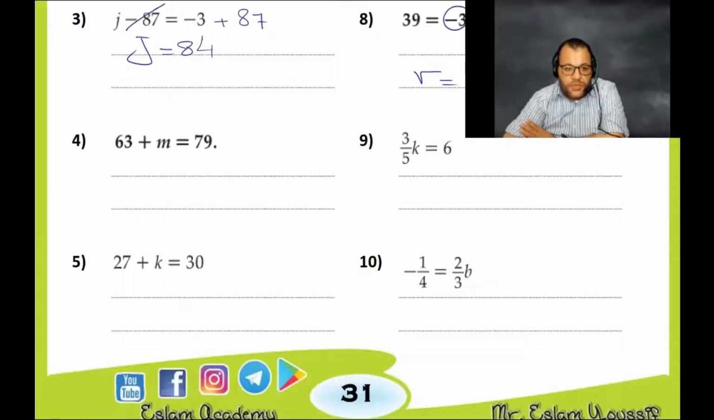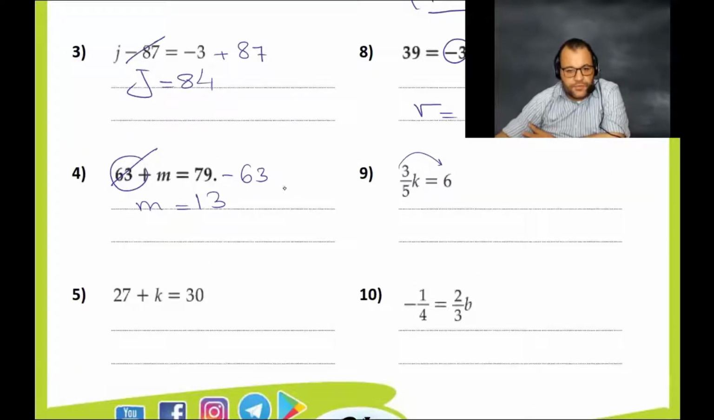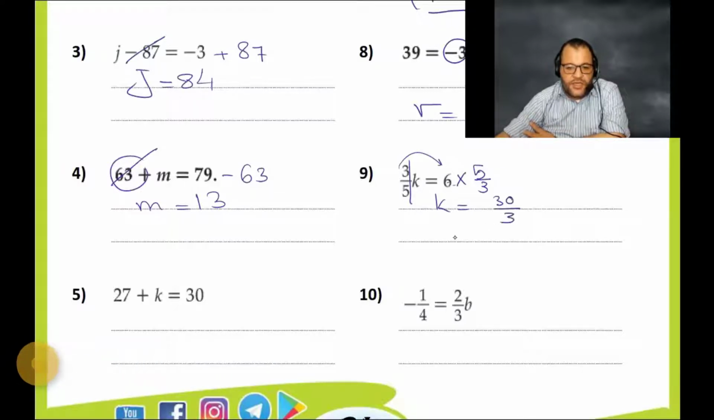63 plus m equals 79. So 79 minus 63, because we have addition, so to shift it to the other side by subtraction, we use the inverse operation. So m equals 16. Okay. So we have 3 over 5 k. When we find any fraction, to shift it to the other side, what is the step? Multiply by the inverse, which is 5 over 3. So k equals 6 times 5 over 3, which is 30 over 3. Then k equals 10.